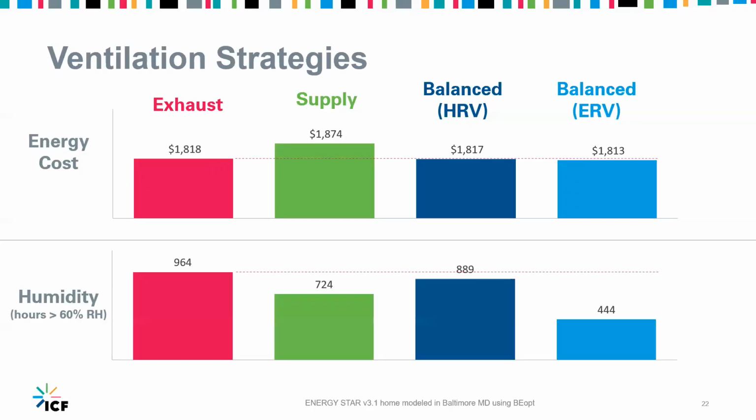But if you look at the humidity impact based on these different types of systems, you'll see that the supply system saves a little bit. The HRV, you know, doesn't really change it that much, but the ERV saves a ton. So if you're just looking at choosing between these systems, you're not really seeing much of a change when you look at energy, but you see a big impact on humidity depending on what system you look at.